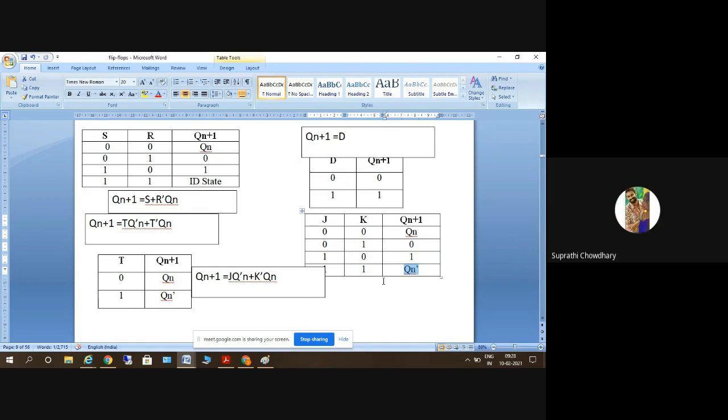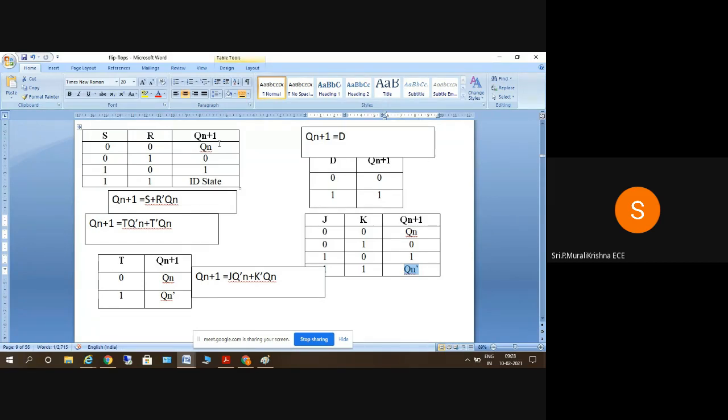Now what we'll see here is, when the inputs are 0 0, we are getting Q N here. We are giving the inputs and we are getting the outputs in the case of the truth tables. Excitation tables will be the reverse of this.